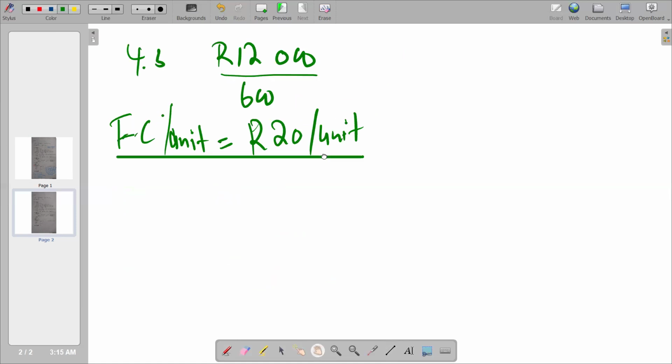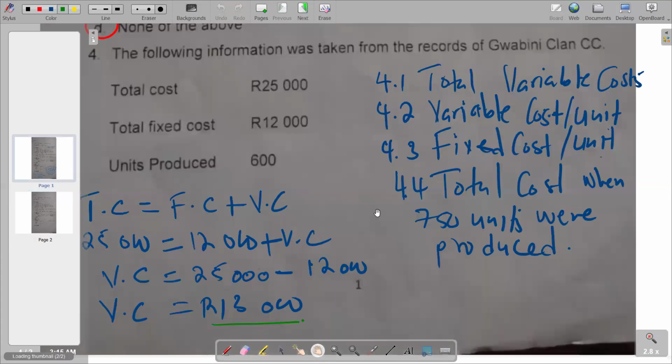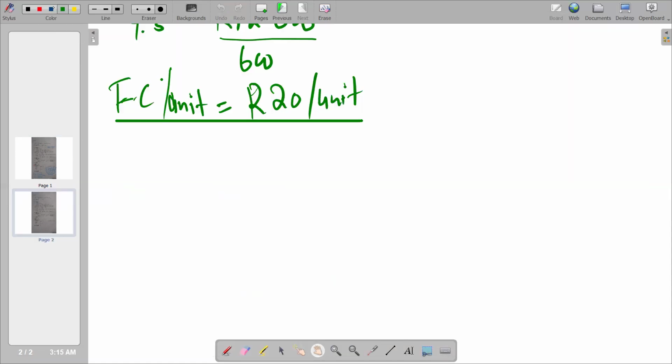So moving on to the next question, which is going to be 4.4. Total cost when 750 units were produced. Remember, fixed costs do not change. We are still going to have a fixed cost of 12,000. The only one that is going to change is the variable cost. So this is now our 4.4.